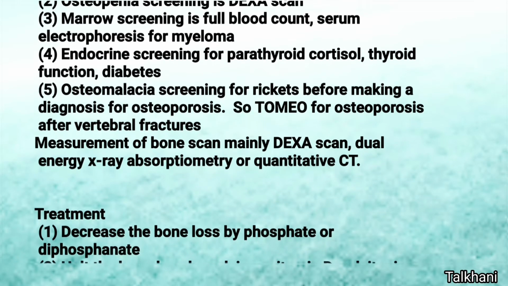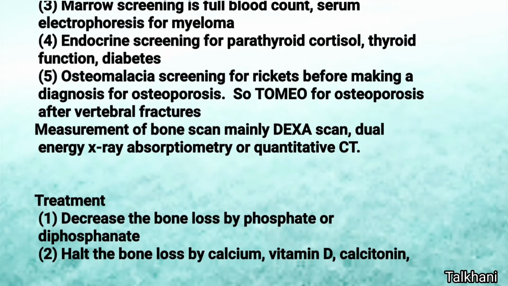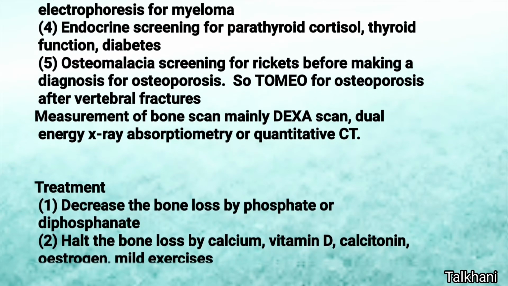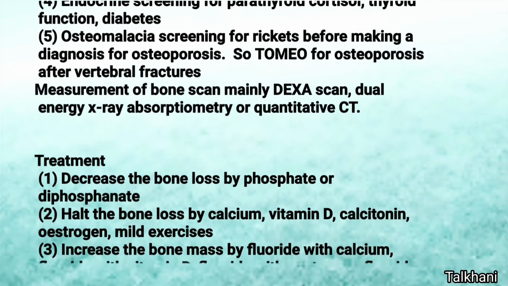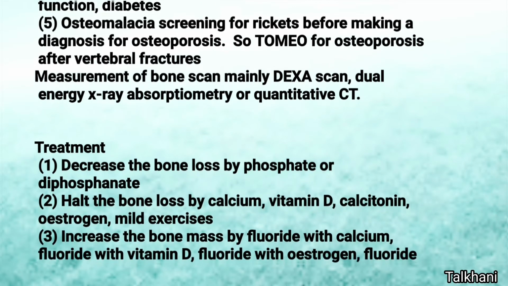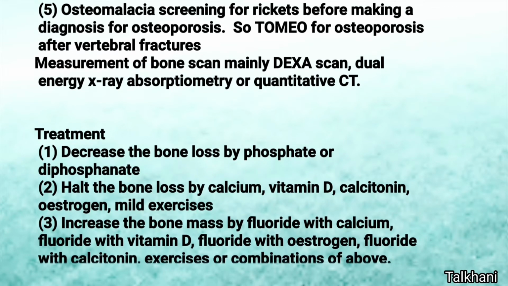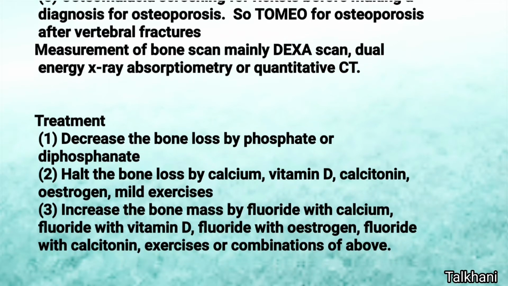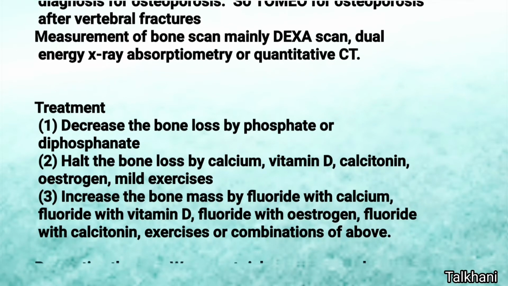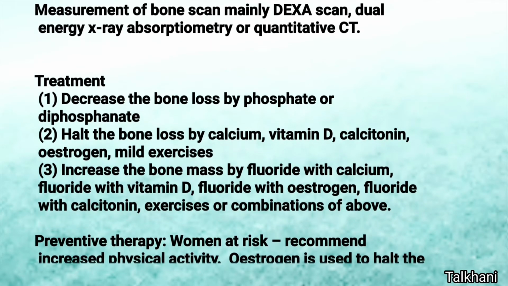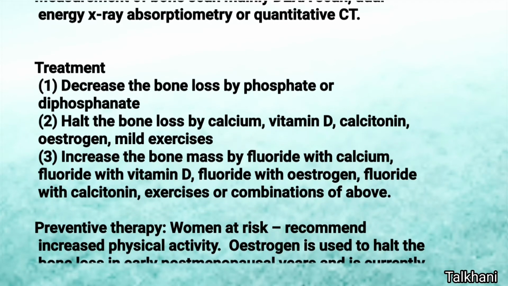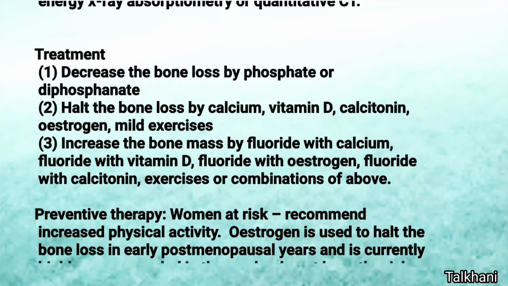Preventive therapy is given to women at risk by recommending increased physical activity and estrogen in early postmenopausal years. Estrogen in early postmenopausal years is currently highly recommended in those who do not have the risk of this treatment. Progestin probably diminishes the risk of endometrial cancer. Let's talk about Paget's disease of bone.